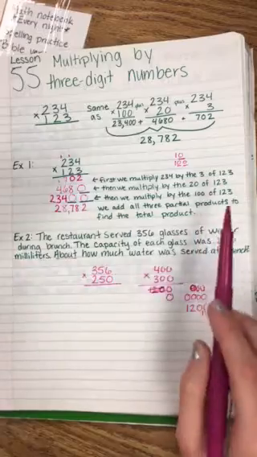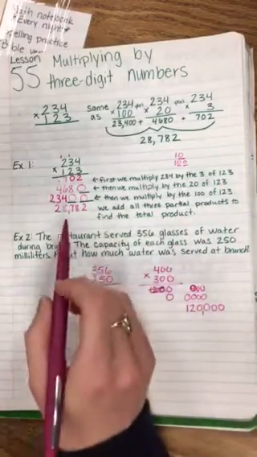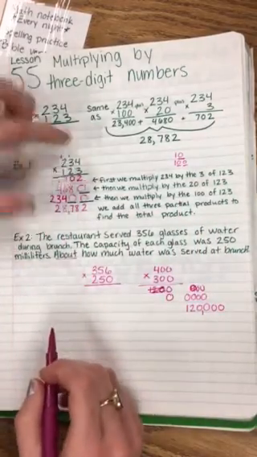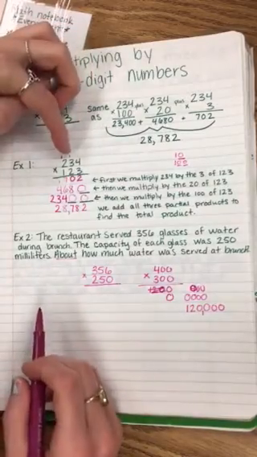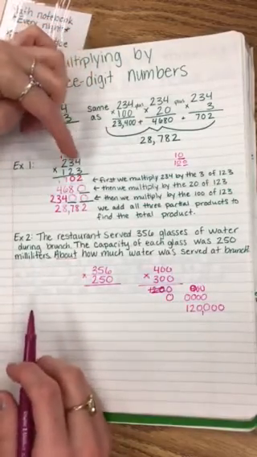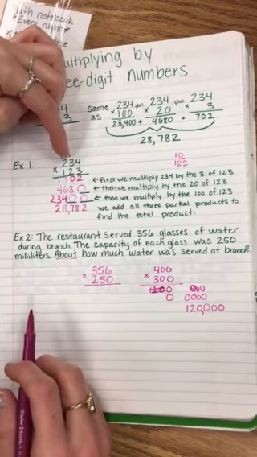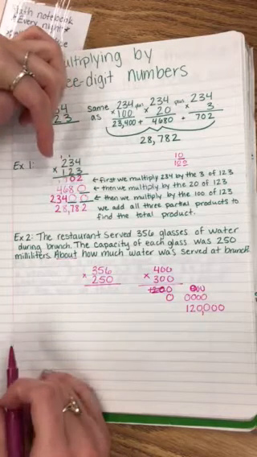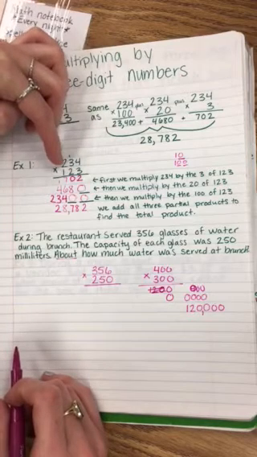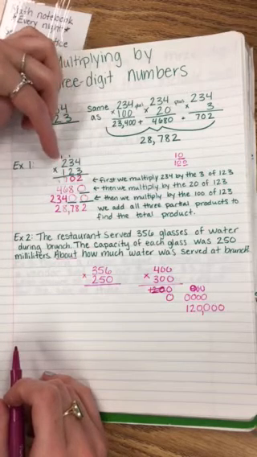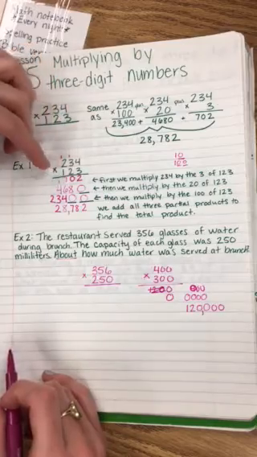It says first we multiply 234 by 3. So we have 3 times 4, which is 12. Put your 1 up here and your 2 down there. 3 times 3 is 9, plus 1 is 10. So put your 1 up here and your 0 down there. And 3 times 2 is 6, plus 1 is 7. So put your 7 down there.